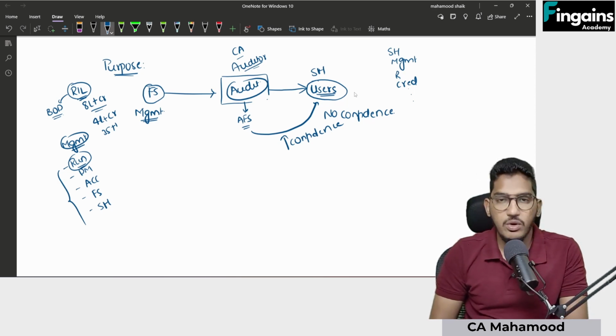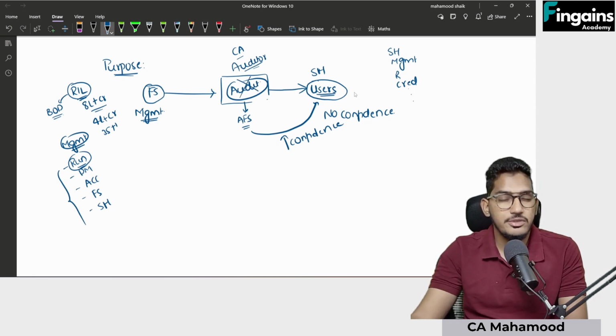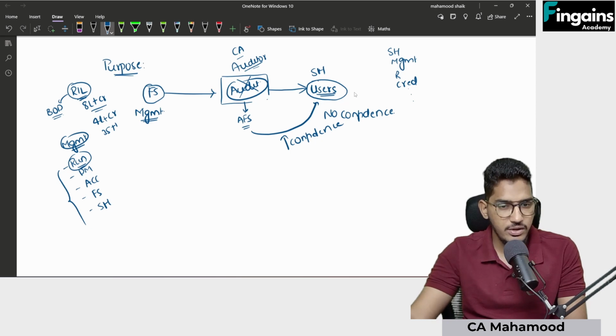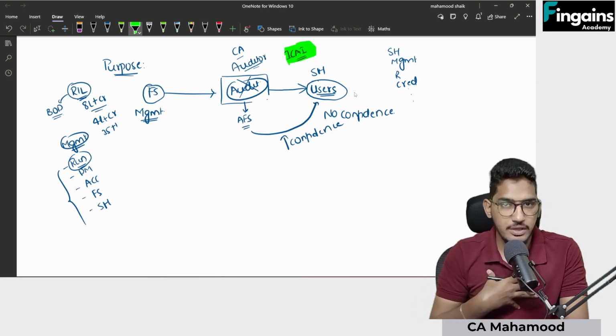Why? Because they all have confidence that if any auditor commits any mistake, their regulatory authority will take responsibility. Who is our regulating authority? ICAI is our regulating authority. They all know that if we do something wrong, ICAI will take action against the chartered accountants. So that's why all the users have confidence in auditors.